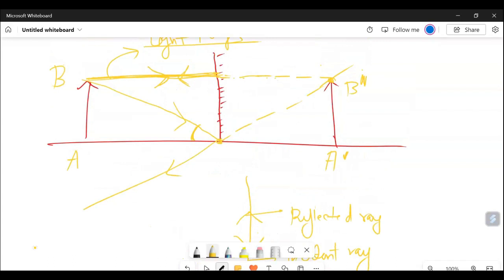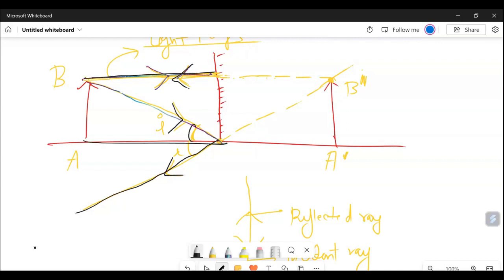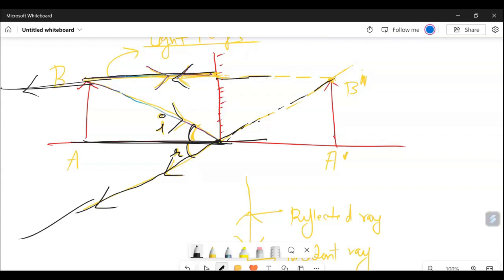If this is your normal, this is some angle I and this is your angle R. In the first case, it comes like that, and it again goes like that on the same path. In the second case, this comes like that and goes like that. So you can see the angle made with the normal is angle I, and the angle made by the reflected ray with the normal is angle R. When you trace back, they are not going to appear meeting, they will never meet each other. So what we do, we trace back its path. When we trace back, it appears to meet here, and this is a virtual image. So this image is virtual and erect. I hope you understand this case.